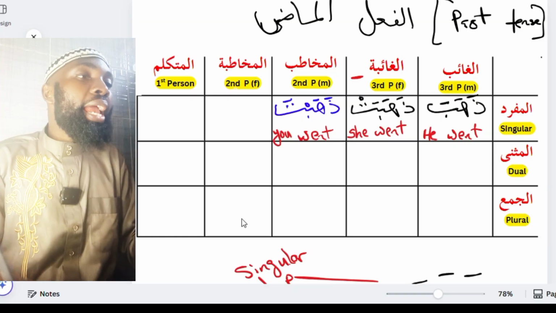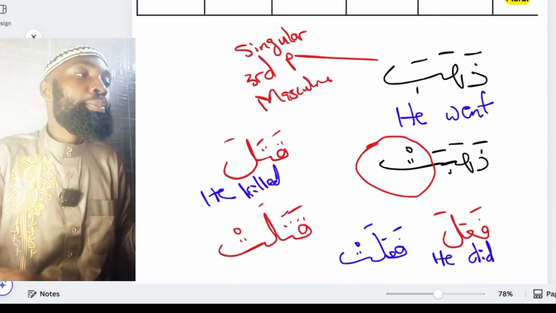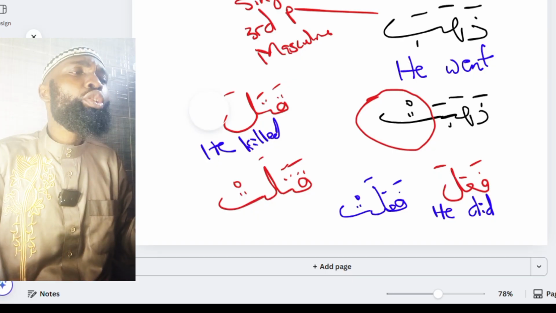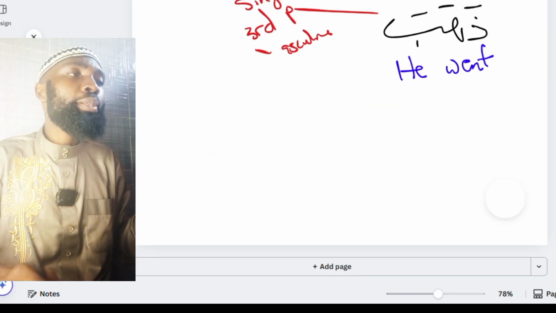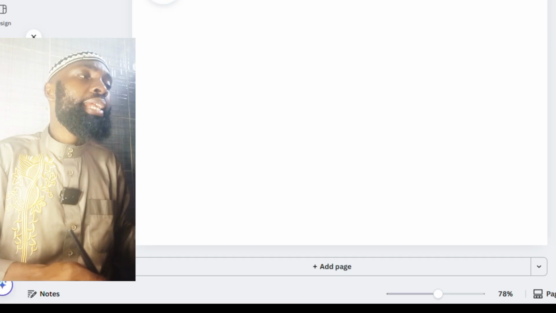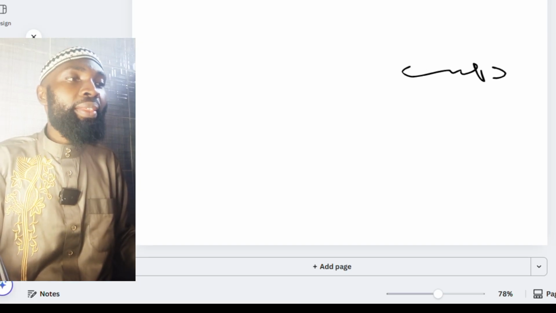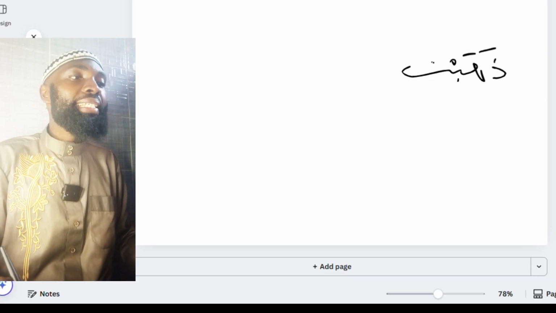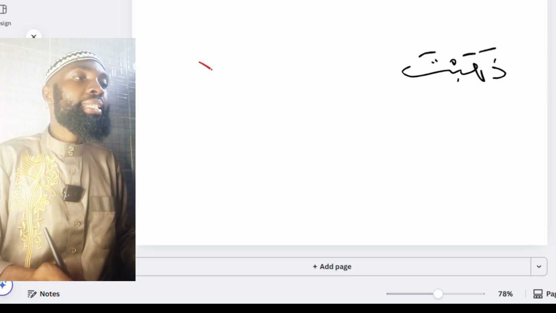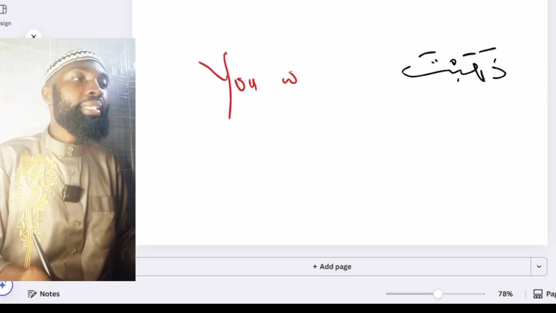If you were to use another verb to also form this, all you need to do is to watch the ending of the verb. What you had there was dhahabta. Dhahab, and I said the "ta" means you went. That is you, male, you went.